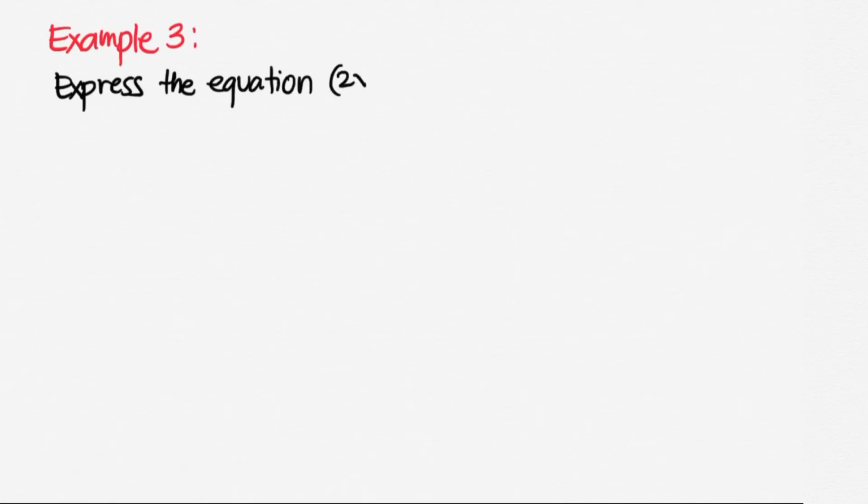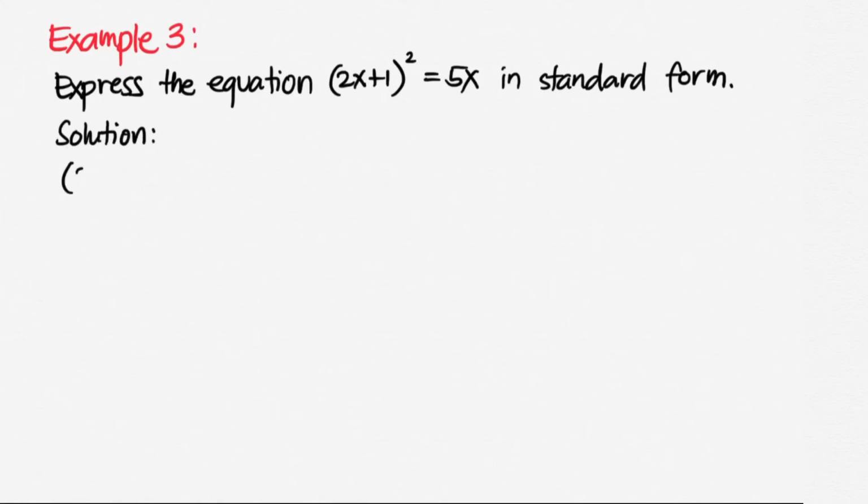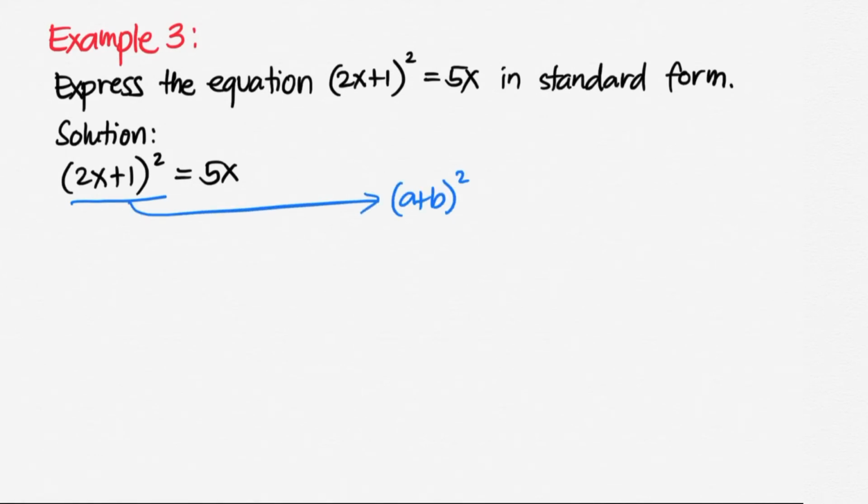Example 3. Express the equation 2x plus 1 squared equals 5x in standard form. Solution. Copy the equation 2x plus 1 squared equals 5x. So let's solve 2x plus 1 squared using the formula a plus b squared equals a squared plus 2ab plus b squared.